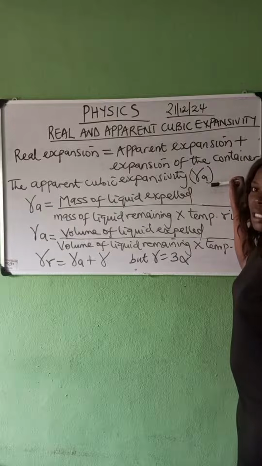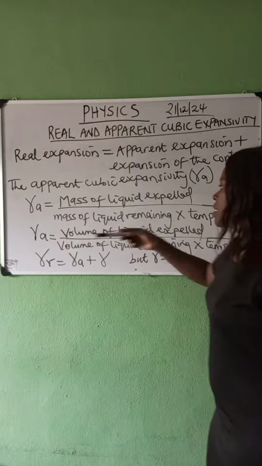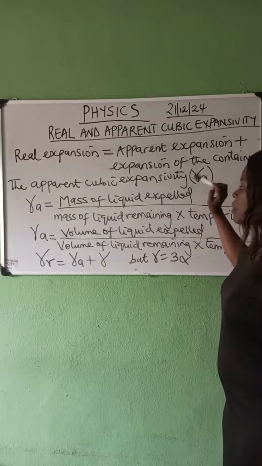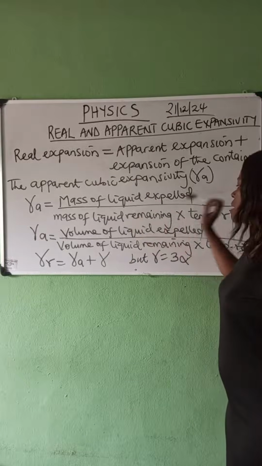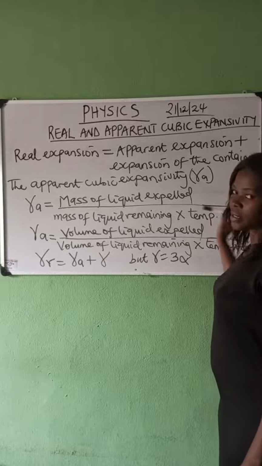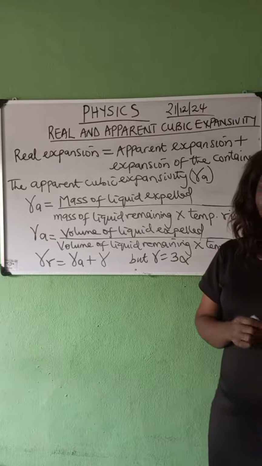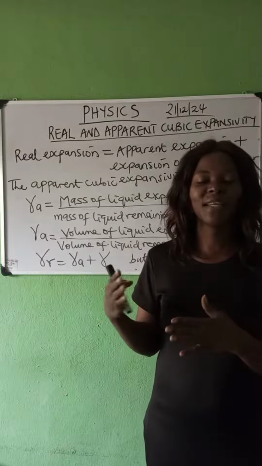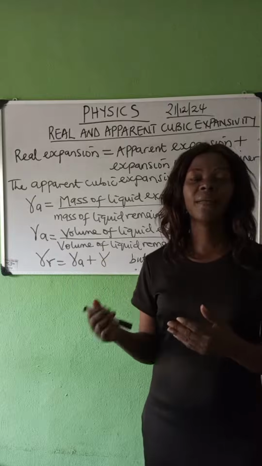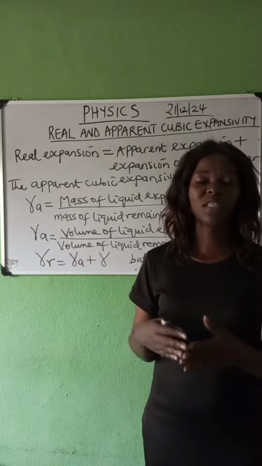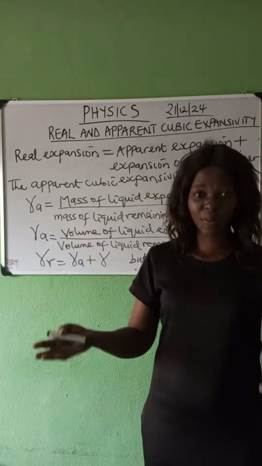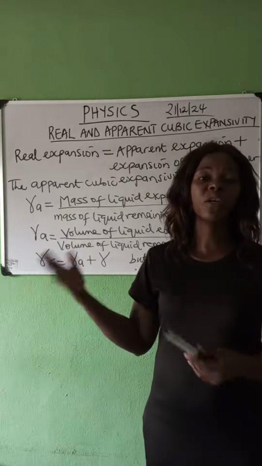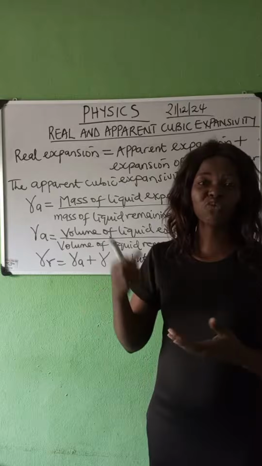Now, what is the apparent cubic expansivity? That is gamma A. How do we get it? The apparent cubic expansivity gamma A is equal to the mass of the liquid expelled divided by the mass of liquid remaining, multiplied by the temperature rise. Now, what do I mean? Let me take an example, an expansible vessel. When you heat a liquid that can expand, once the liquid is heated, it expands. Then after expansion, some of the liquid will be lost through evaporation, so it's going to reduce in size.